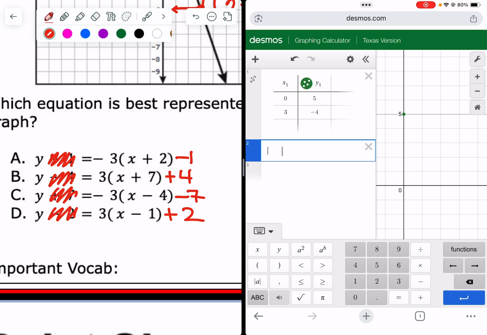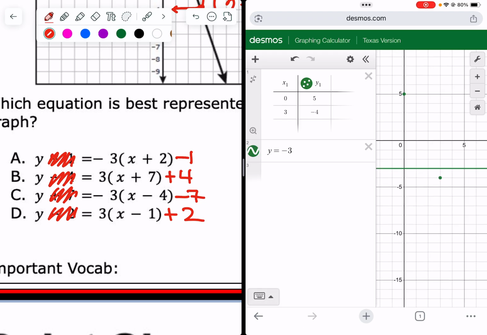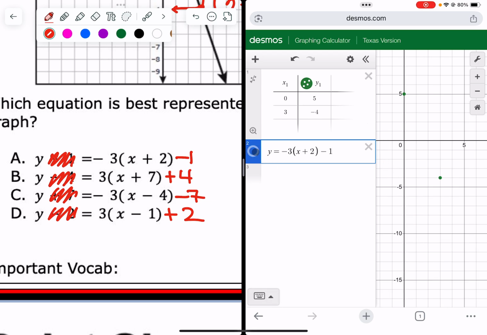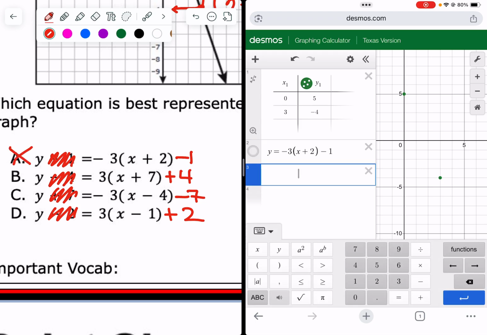So I have y equals negative 3, x plus 2, minus 1. So these green dots are not touched. They're not passed through. So A cannot be my answer. So we'll delete A.